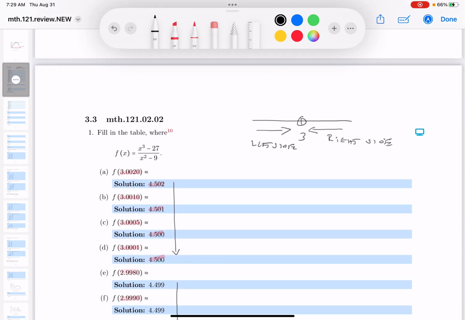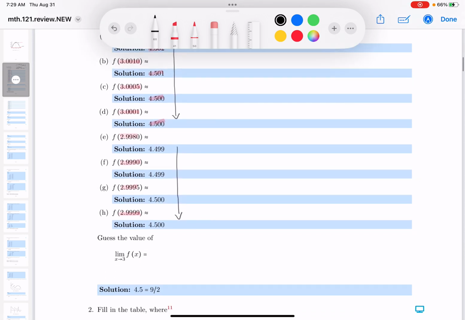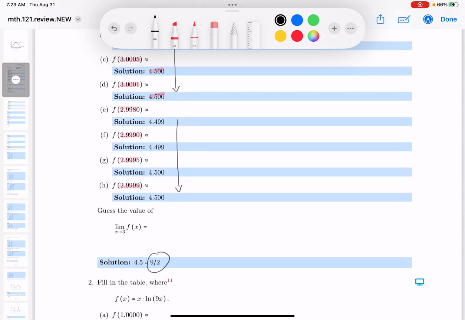Well, as we approach 3, whatever the function's doing, it appears to be approaching a number. And I'm going to say it appears to be approaching the number 4.5. Or you might say instead 9/2. I think it's more appropriate to say 9/2, by the way. All right, so I'm going to say the function approaches 9/2. Thank you.